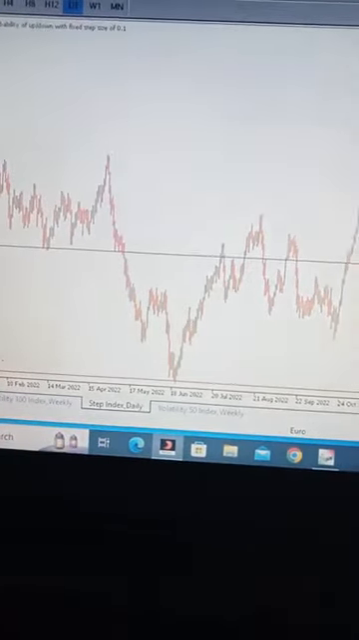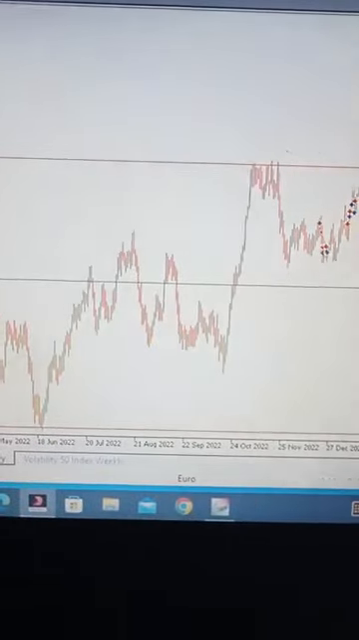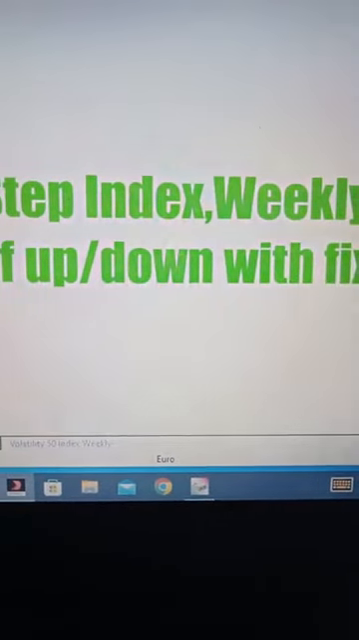So we do step index. Let me wind up. First thing you do, support. You first find the support, as always. You first find the support and resistance. The support is the lower side, the resistance is the upper side. For our case here, for step index, let me take it on weekly and see what it had on our weekly level.